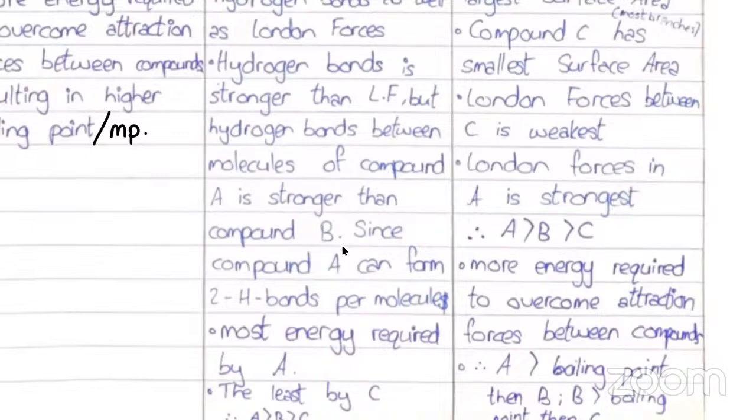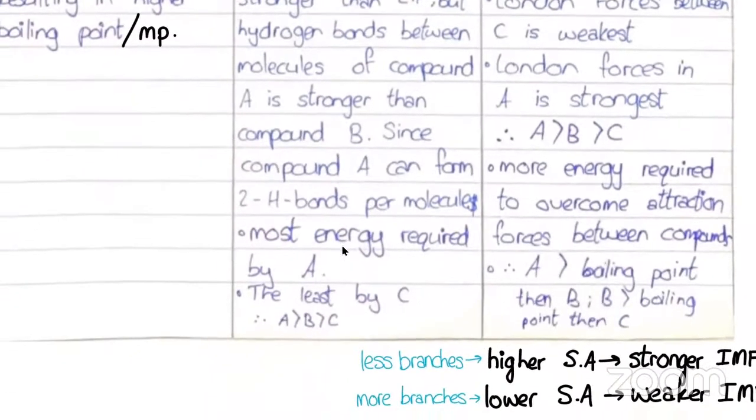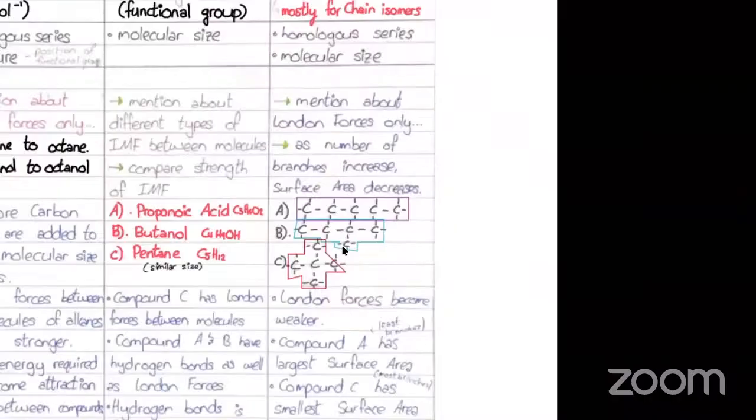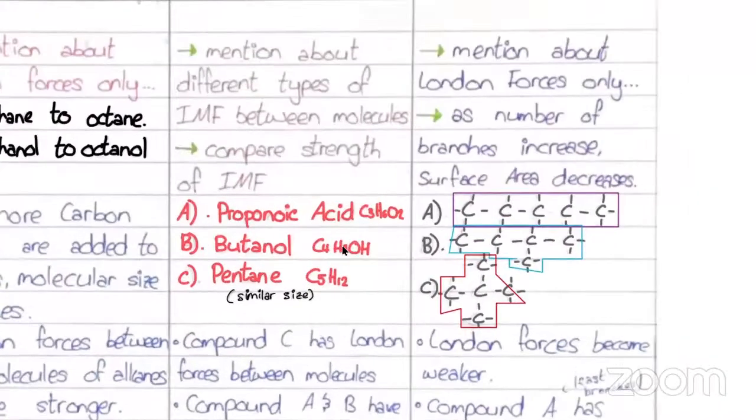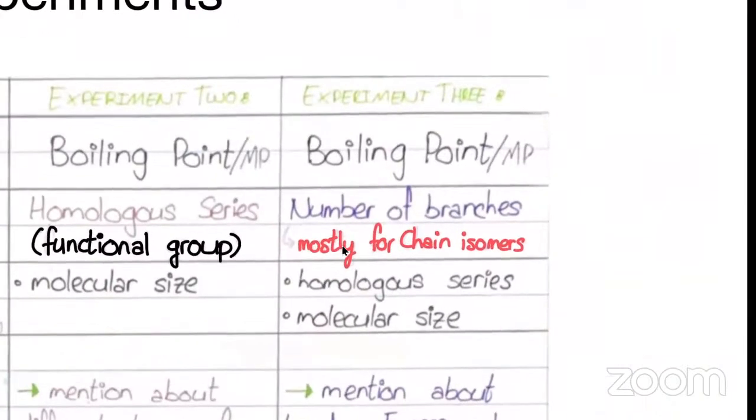This is because basically you're saying the hydrogen bonding of compound A is stronger than the hydrogen bonds of compound B. Why are you saying this? It's because compound A can form 2 hydrogen bonds per molecule. Okay, then it says most energy required by A and the least by C. So the strength of A is greater than that of B, which is greater than that of C. Let's look at the notes. It says mention about the different types of intermolecular forces between molecules and then compare the strength of intermolecular forces. Makes sense.